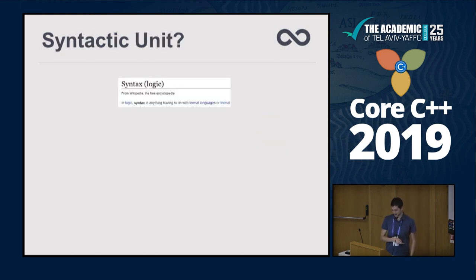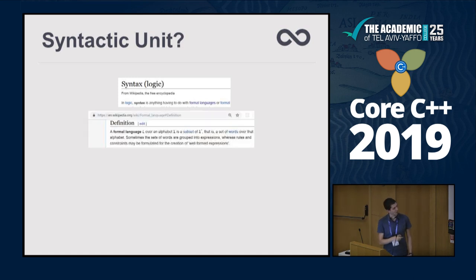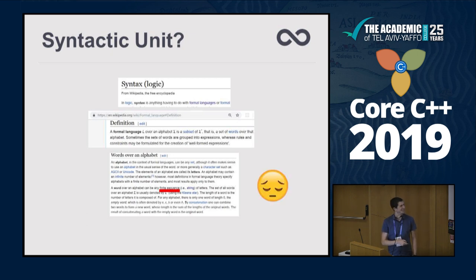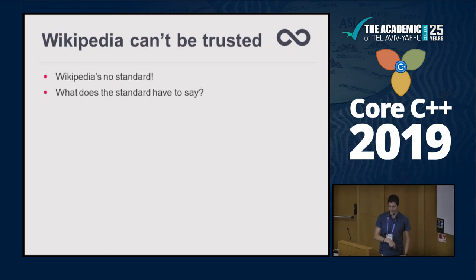Let's see what the syntactic unit is. Let's check Wikipedia. They say syntax, anything to do with formal languages. A formal language is a set of words over an alphabet. And a word is a finite sequence of letters. Well, that's a bummer, right? But Wikipedia can be trusted, right?